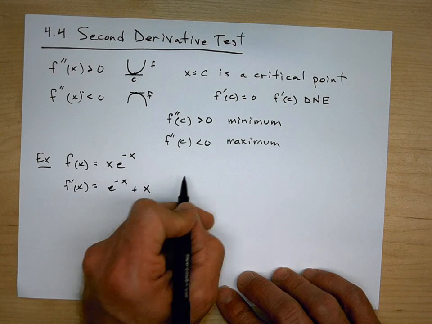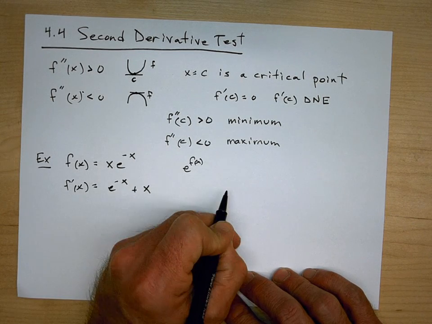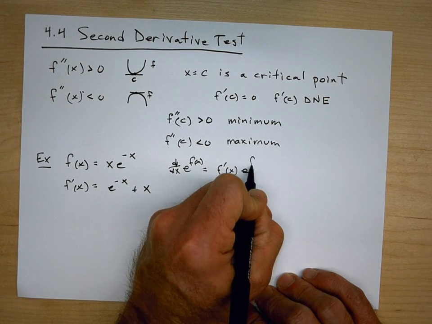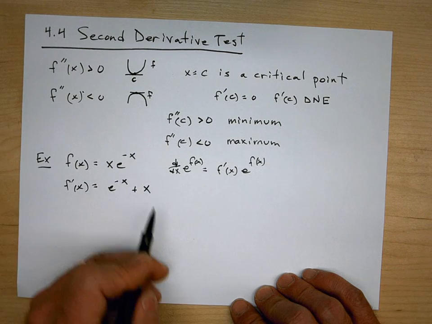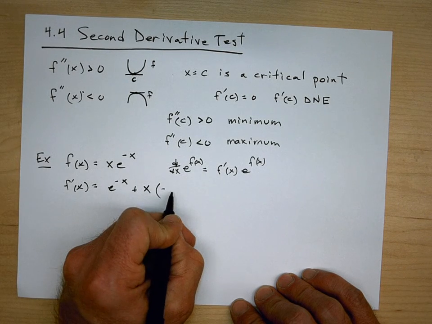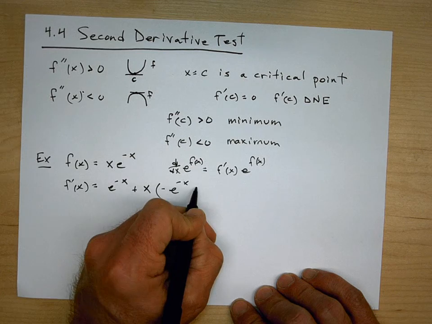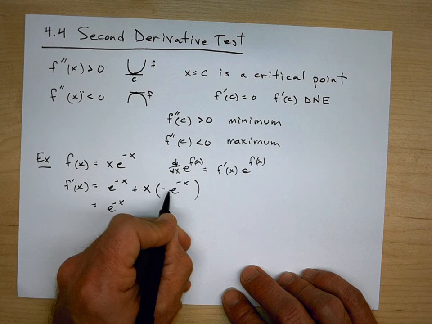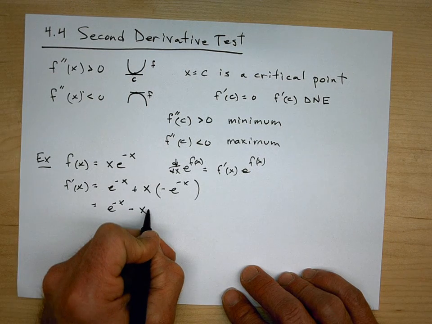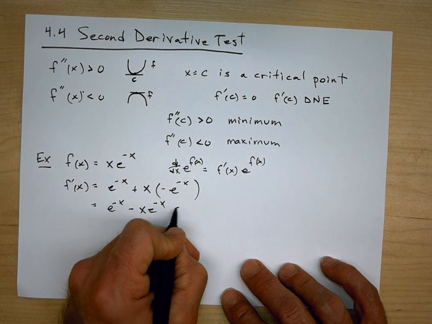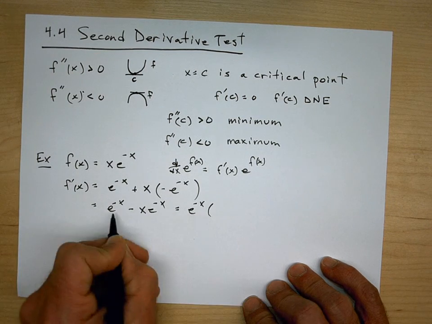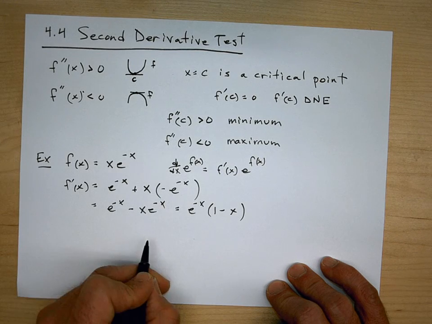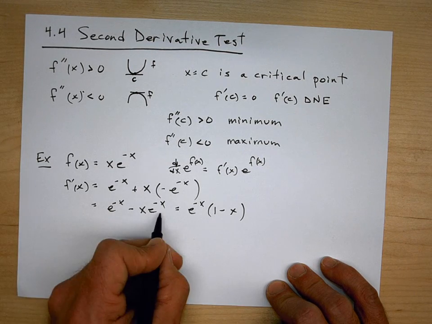Well, this is a case of e to the f of x, so the derivative is f prime e to the f of x. In this case, f of x is just negative x. So the derivative of negative x is negative 1 times e to the negative x. We can clean this up a little bit by rewriting it as e to the negative x minus x e to the negative x, and we can clean it up a little more by factoring out an e to the negative x, so I end up with e to the negative x times 1 minus x. If I expand this back out, e to the negative x times 1 gives me e to the negative x, and then minus x e to the negative x gives me this.